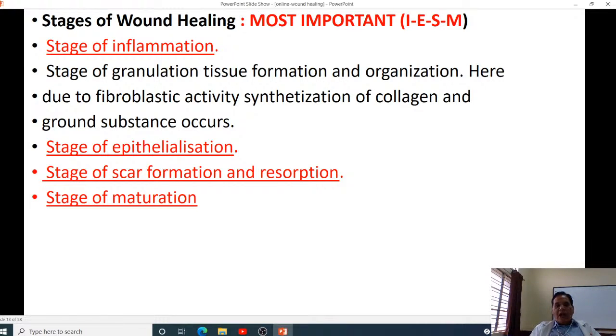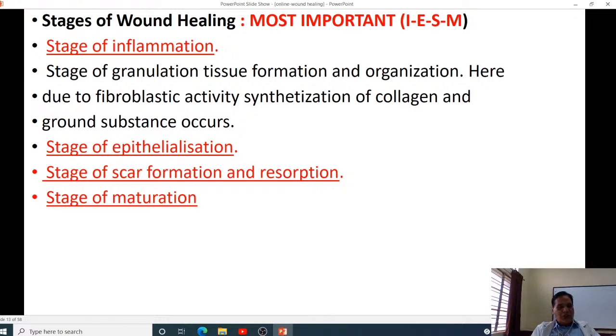So the mnemonic is IESM. I stands for stage of inflammation. This stage of inflammation forms a granulation tissue and they are organized. There is a formation of collagen and ground substance. This is the first stage of inflammation. Second comes E, which means stage of epithelialization. Then comes S. What is S? Stage of scar formation and resorption.